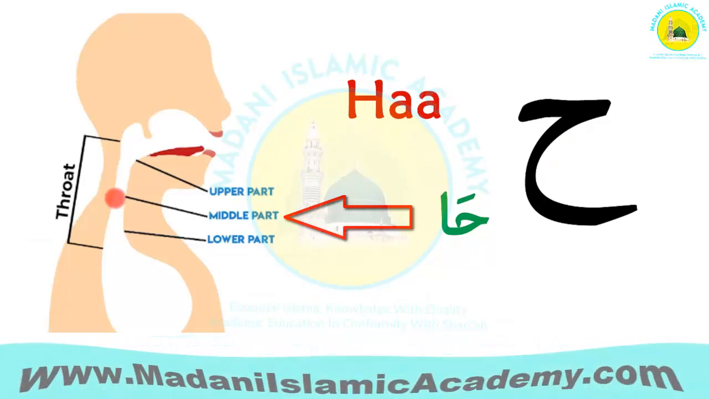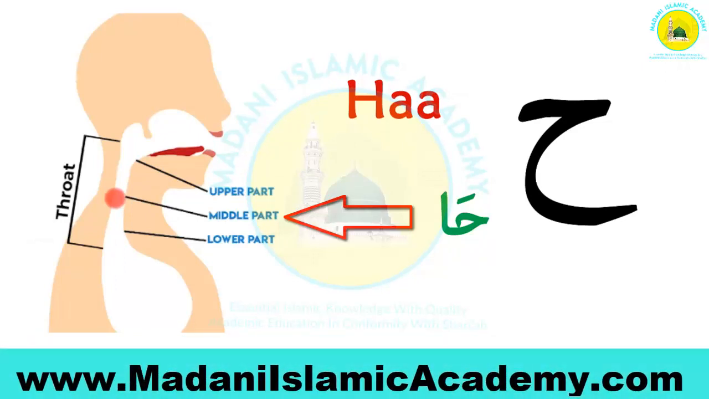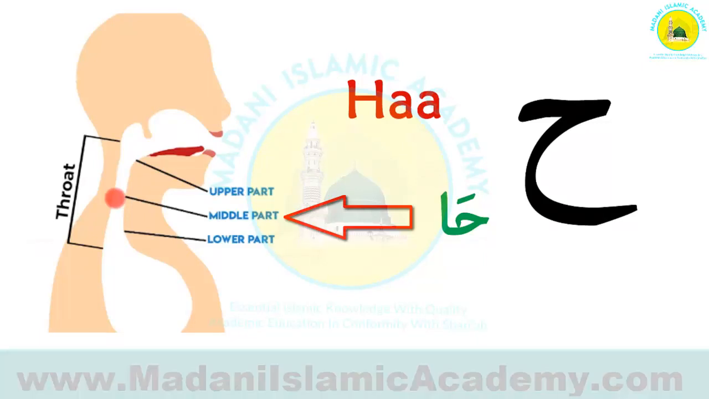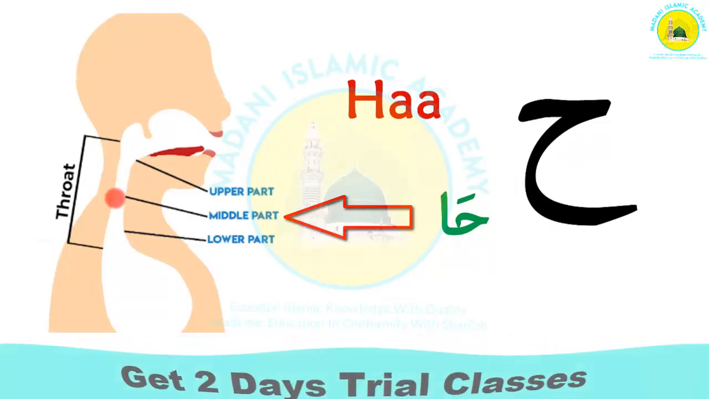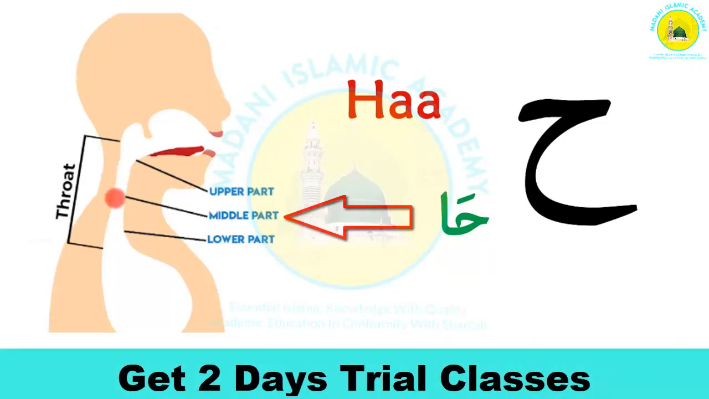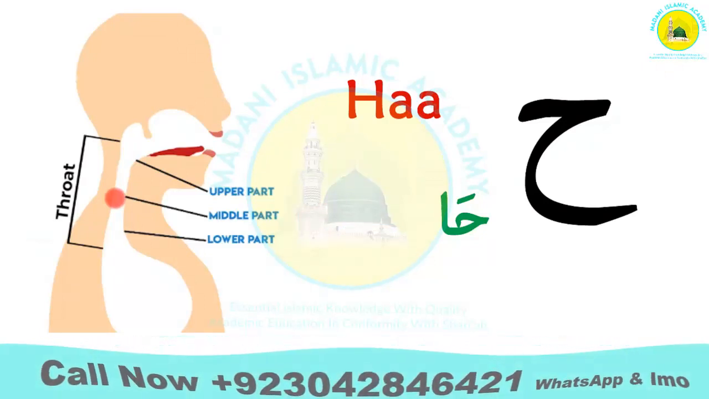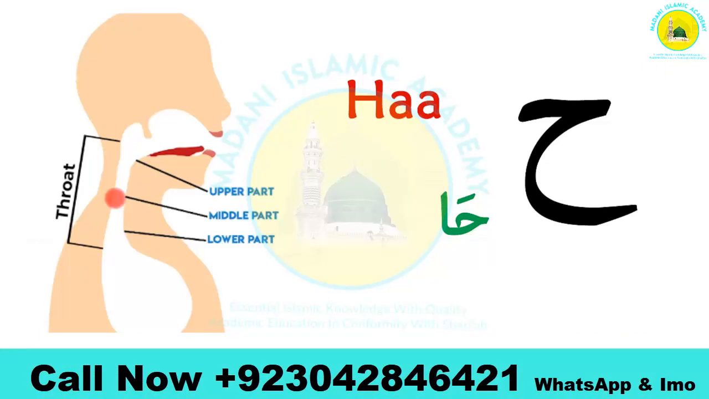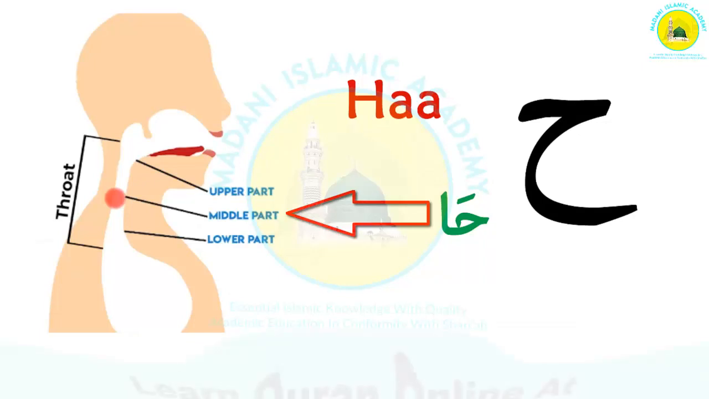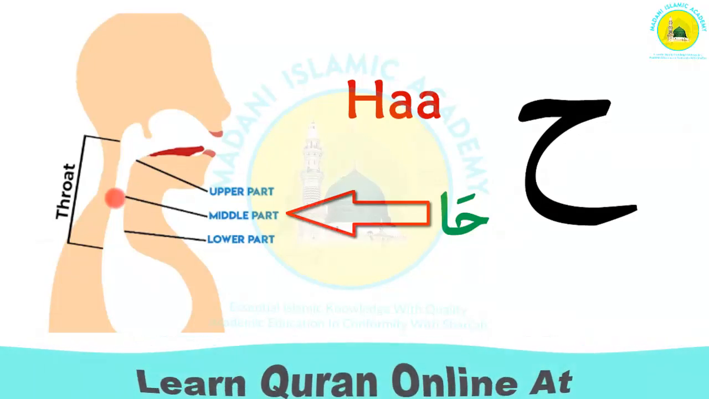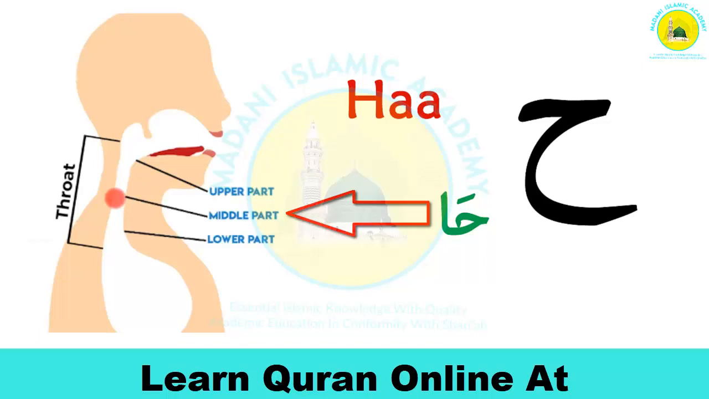Our teacher told us that when you read the letter ha, put your hand in front of you and make sure that you can feel the air coming through the throat. Ha, ha, ha. A lot of the time, people read the letter ha either from the bottom of the throat or from the top of the throat. But ha actually comes from the middle of the throat. Ha. Can you hear this squeaking sound? Ha, ha, ha.